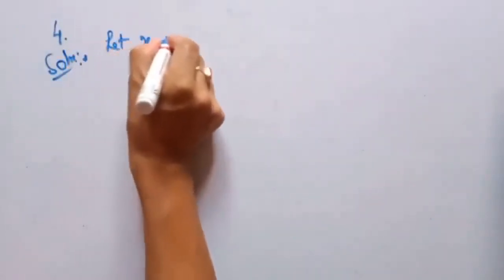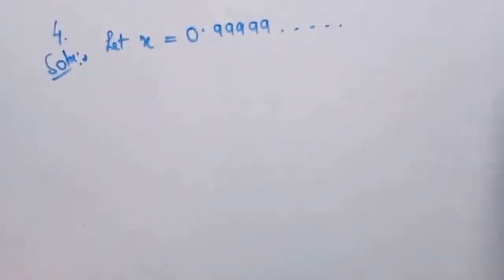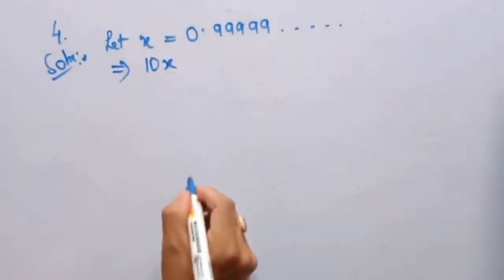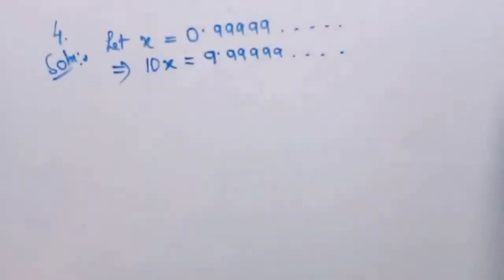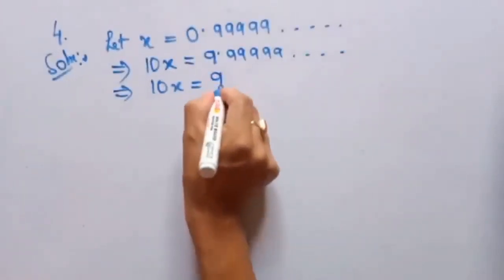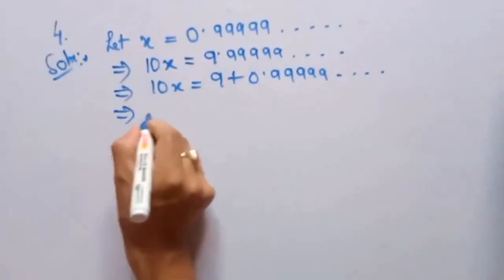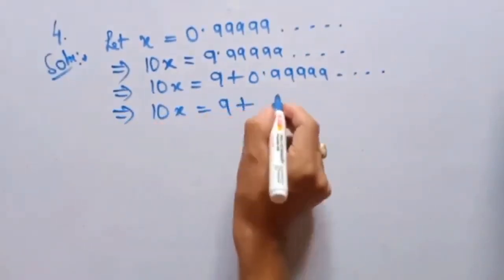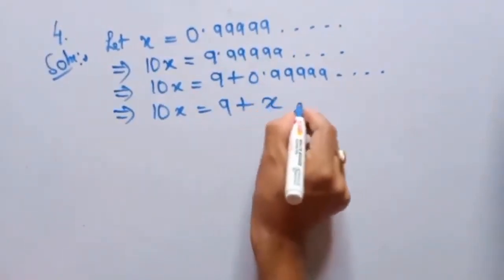Let x equal to 0.99999 dot dot dot. Then here we are going to multiply both sides of this equation by 10. Here also the repeating digit is 1. So after multiplying by 10, we will get 10x on the left hand side and 9.99999 dot dot dot on the right hand side. This implies 10x equal to, this number can be written as 9 plus 0.99999 dot dot dot. This implies 10x equal to 9 plus, here this particular number is equal to x, so we will replace this number by x.